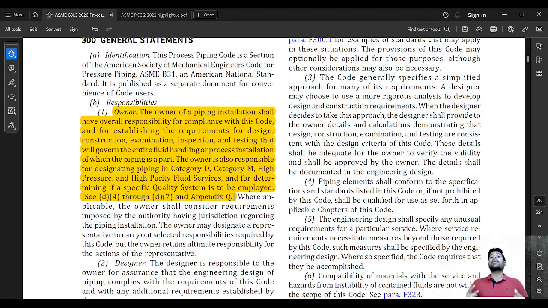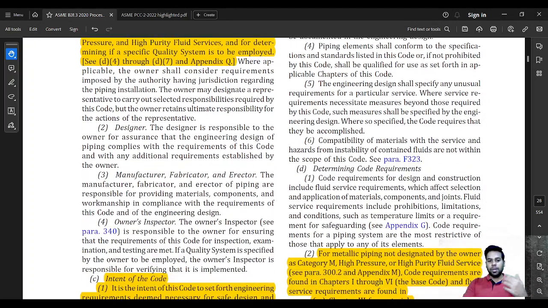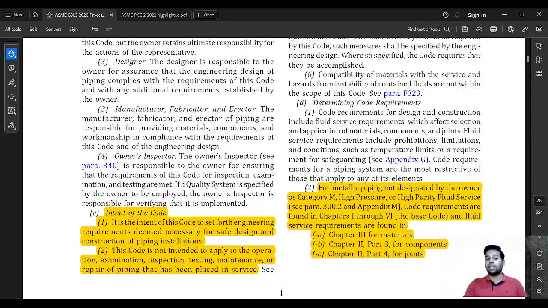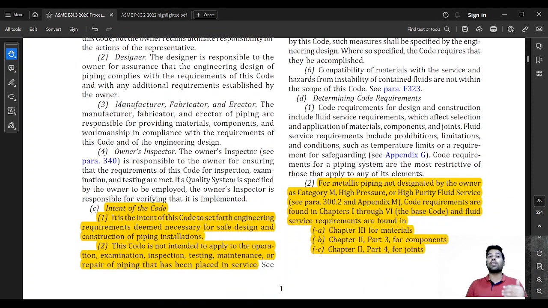So again, it is the owner who decides if the piping system is a Category D service, depending on what kind of fluid is flowing inside it, if it's a toxic service or Category M service, if it's a high pressure service or a high purity service. This designation is generally going to be provided by the owner. Then there are some requirements for the designer, some requirements for the manufacturer, and also some requirements for the owner's inspector.